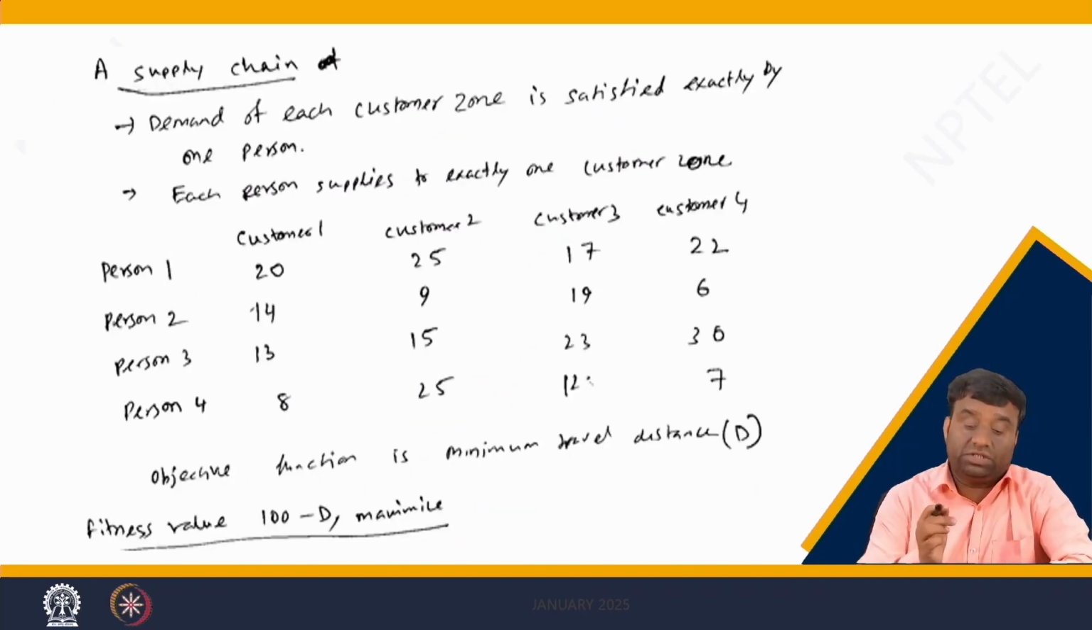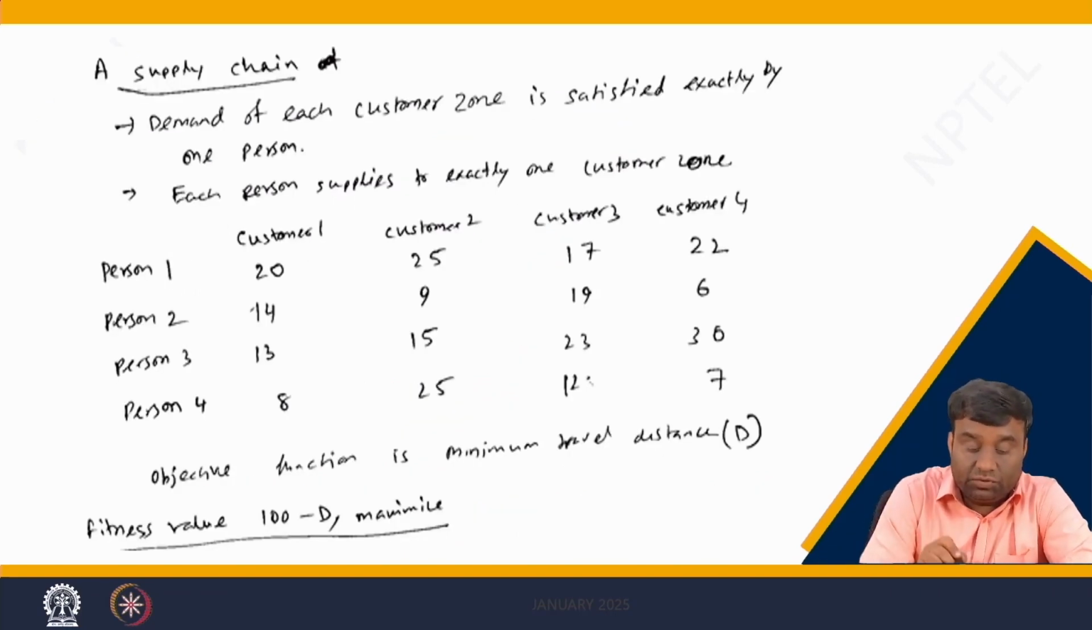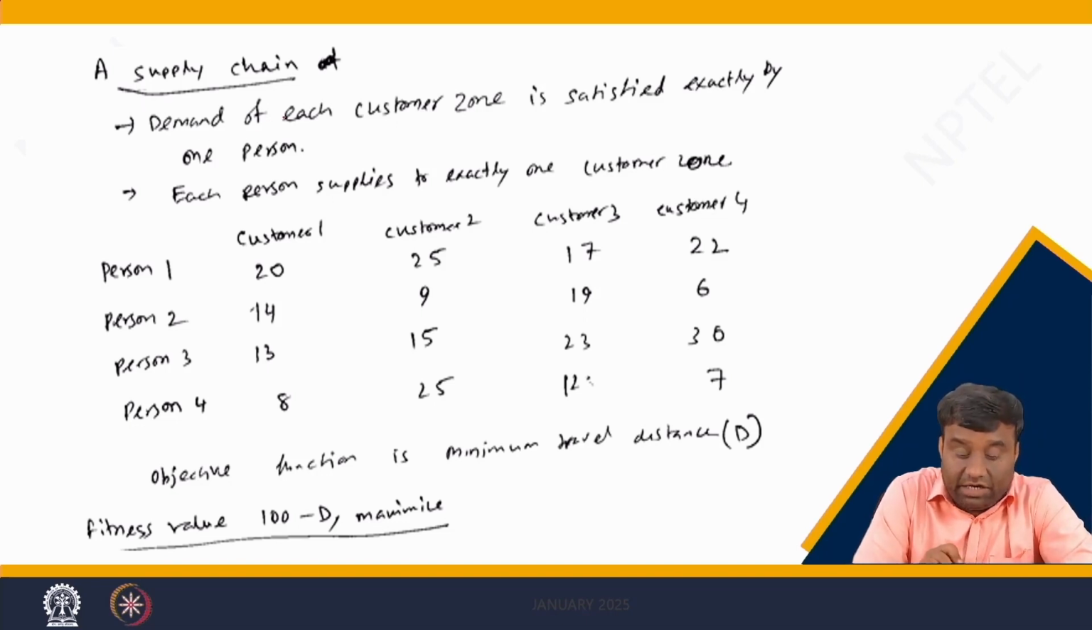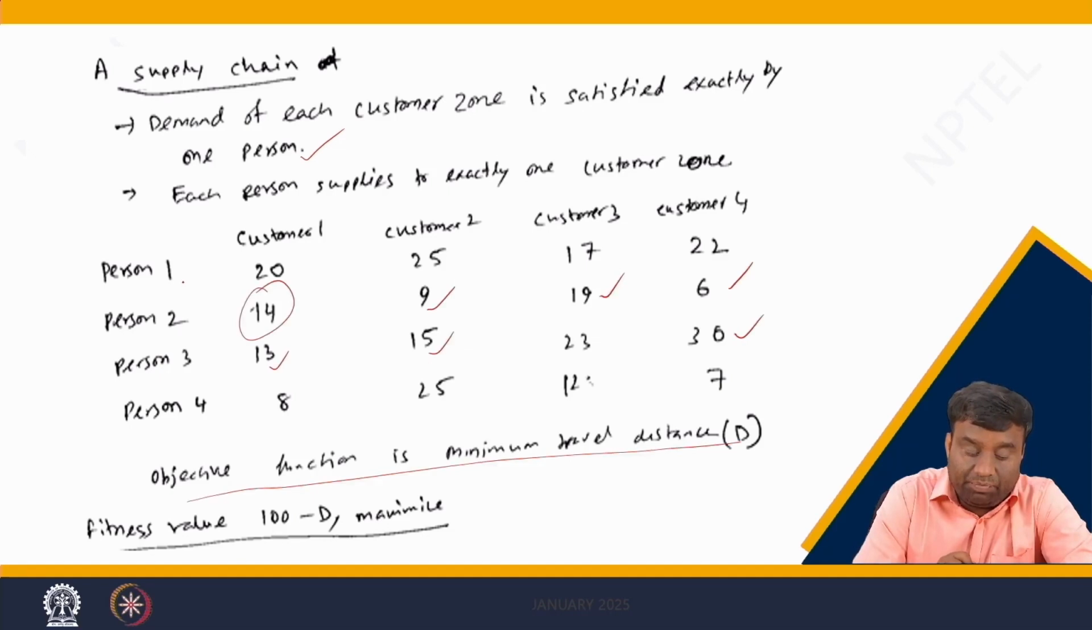Now next question is a supply chain problem. So the condition is that demand of each customer zone is satisfied exactly by one person. Each person supplies to exactly one customer zone. So if person 1 goes to customer 1, the distance is 20. For customer 2, distance is 25. For 3, distance is 17. For 4, distance is 22.